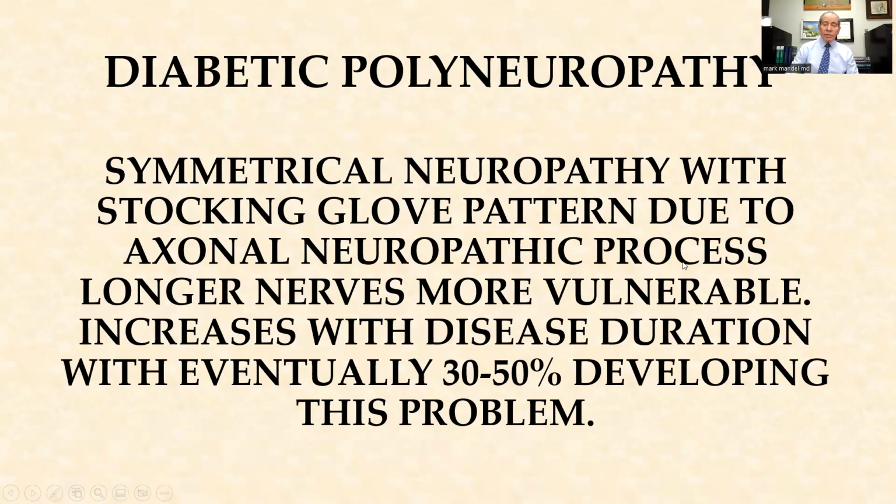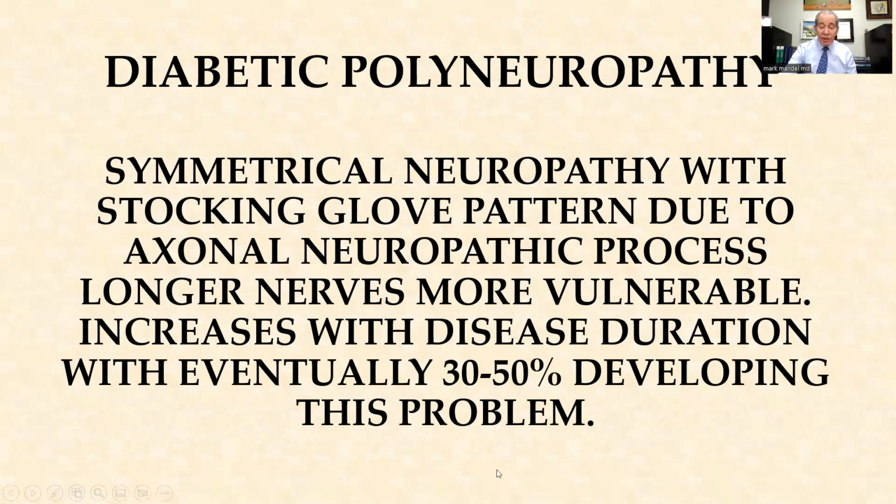Now, what is a diabetic polyneuropathy? Well, this is a stocking glove pattern of numbness that's due to an axonal neuropathic process, which means that the myelin layer around the nerves is diffusely compressed, as well as alteration in the microcirculation to the nerves. So patients usually present in the lower extremities first because the nerves are much longer than the upper extremities.